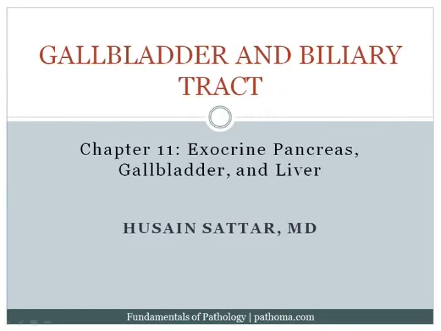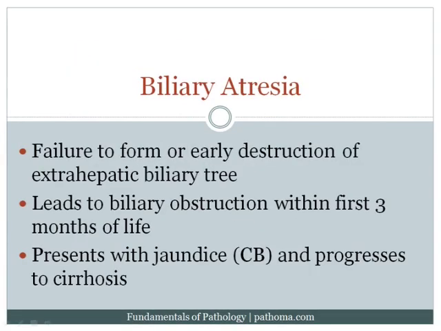Moving on to gallbladder and biliary tract, the first disorder is a congenital disorder. This is called biliary atresia. In biliary atresia, remember the word atretic means that you fail to form the lumen of a tube. And so in this particular case, you fail to form the lumen of the extrahepatic biliary tree. So it's the bile ducts that are outside of the liver. This, of course, leads to biliary obstruction within the first 3 months of life.